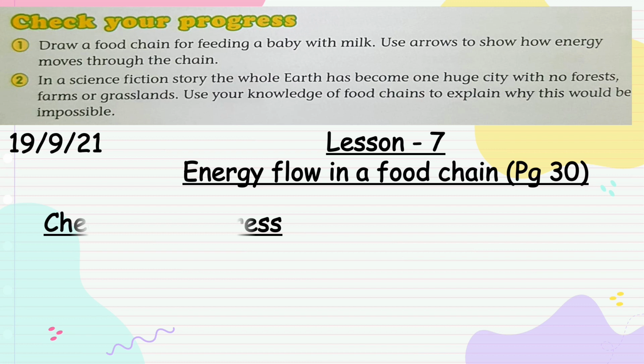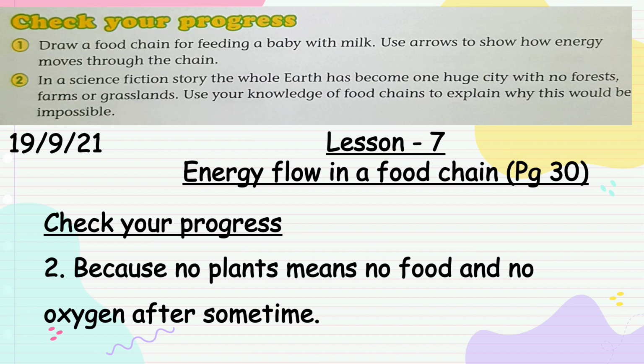Don't forget to write your heading, check your progress, and then you can draw the food chain and write number two, because no plants means no food and no oxygen after some time. So no food, no oxygen, there will be nothing living on this world. The earth will be an empty place, right? Okay, now let's move to our workbook, page 12.